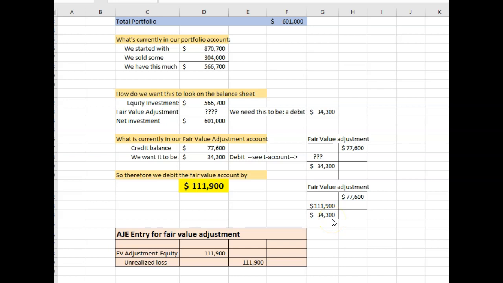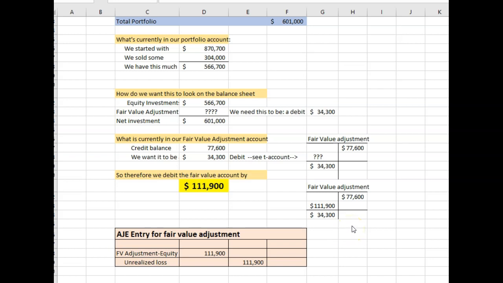So we have our portfolio account at 566,700. Our fair value allowance is a debit balance of 34,300. And so when we net these together, we will end up with 601,000, which is fair value.